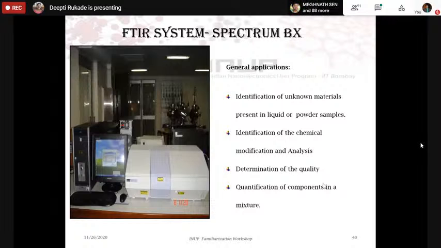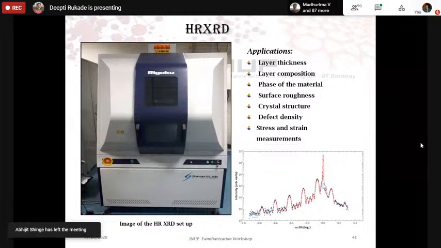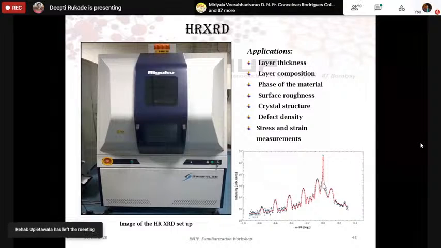Then we have HRXRD. We can do all these kinds of measurements: we can do theta to 2 theta, and we can also do reflectivity measurements, and all the different things like layer thickness, layer composition, or phase or defects calculation can be done using those measurements. We have restricted this HRXRD. We have not restricted, actually; the system restriction is you cannot go ahead with powder samples.